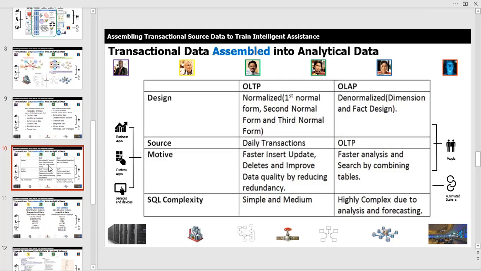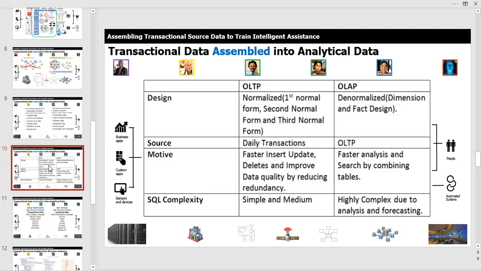It says motive: faster inserts, updates, deletes, and improved data quality by reducing redundancy. One of the challenges of transactional data is getting the data clean. And that's really the role of your IT system architect. Again, we talked about that under data transformation, but understand that if you're doing a data project, the bulk of the time spent is making sure that the data is clean. There are a lot of different ways to define what that means, but generically, that's where a lot of our time is spent. In order to do what? Have faster analysis. And obviously it's a search by combining tables, which is a join command.